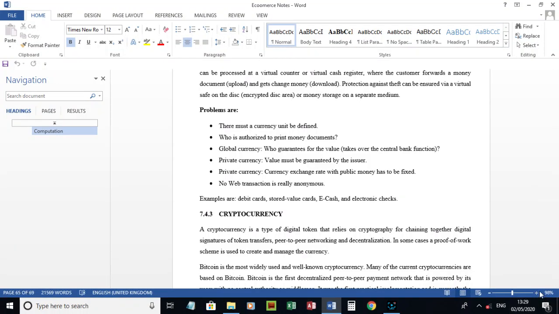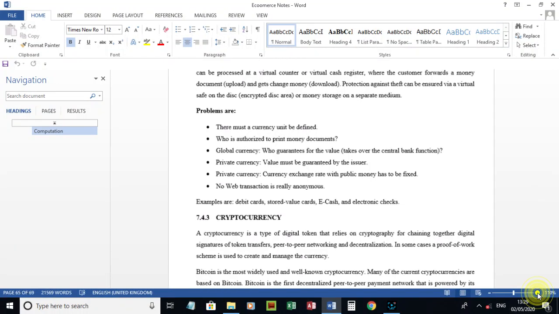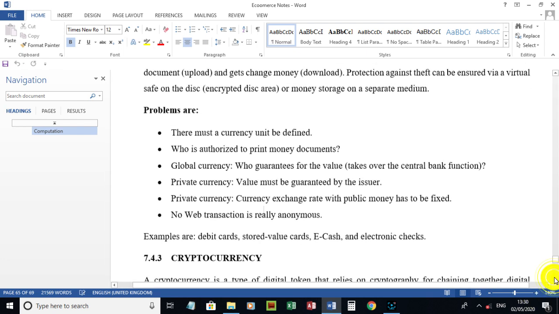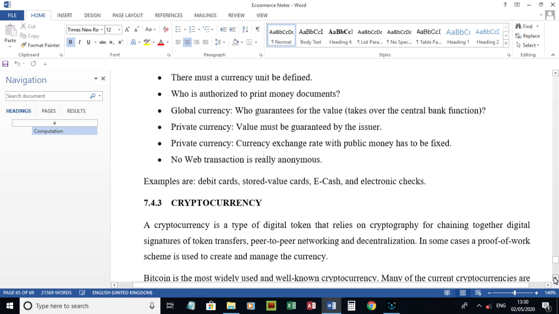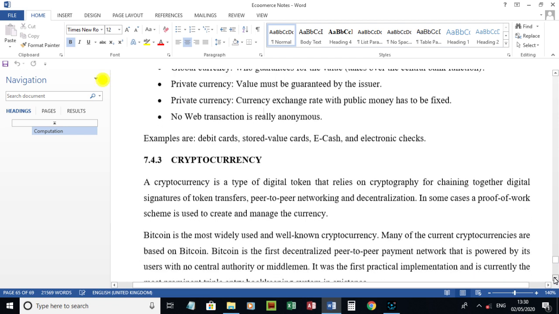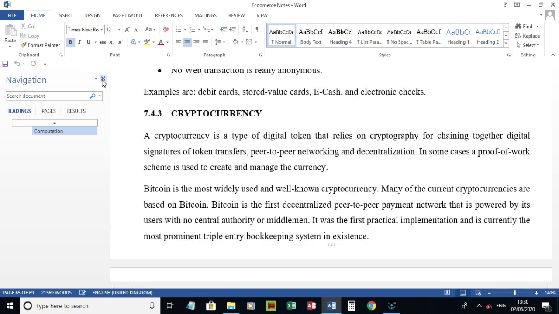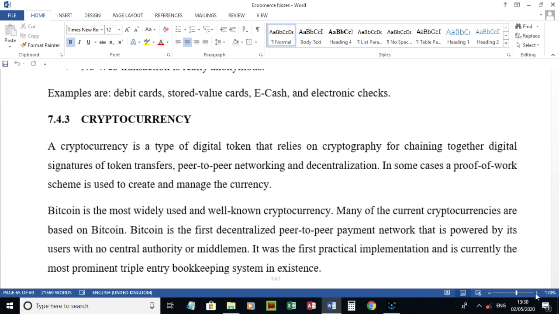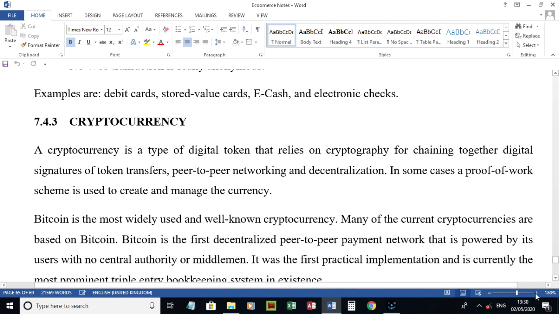Our last lecture, and I think I've got the opportunity to use cryptocurrency. I think a bit of news over there for you. So that is what we are going to actually talk about.